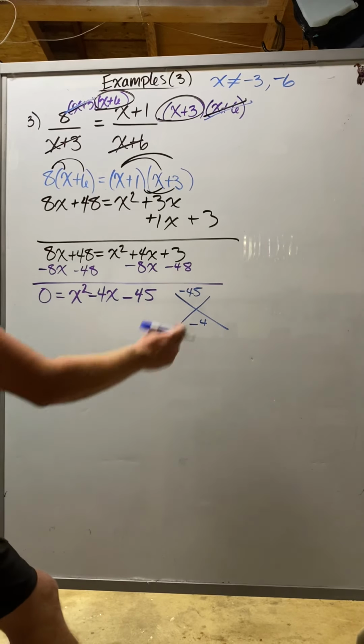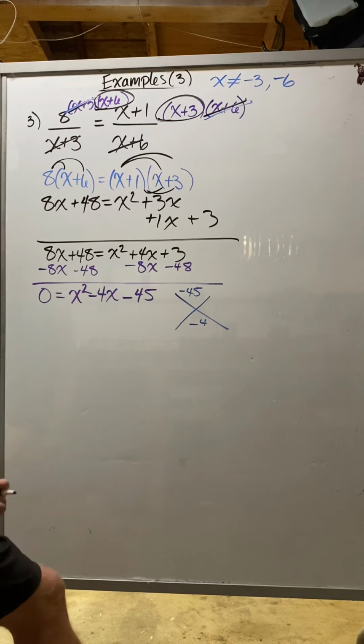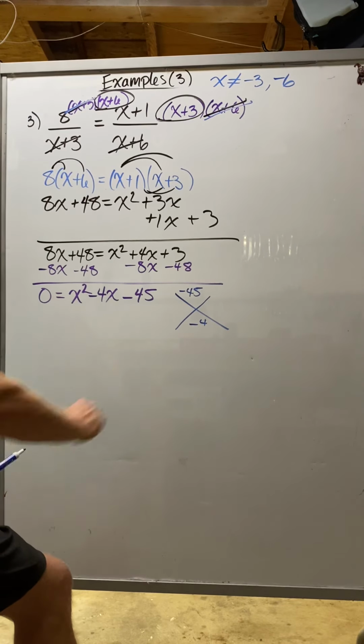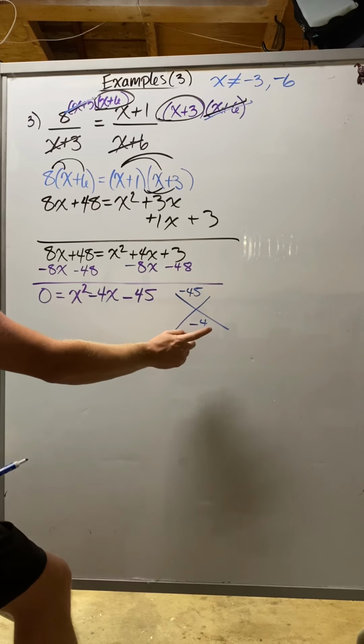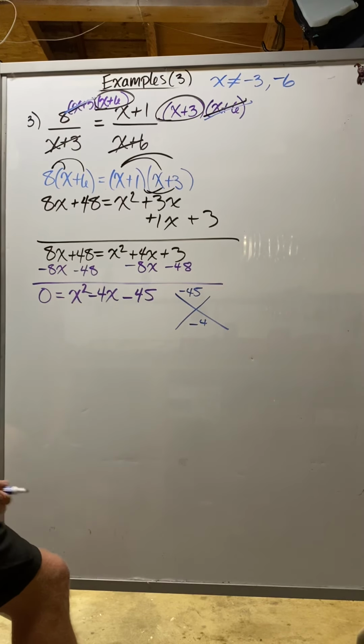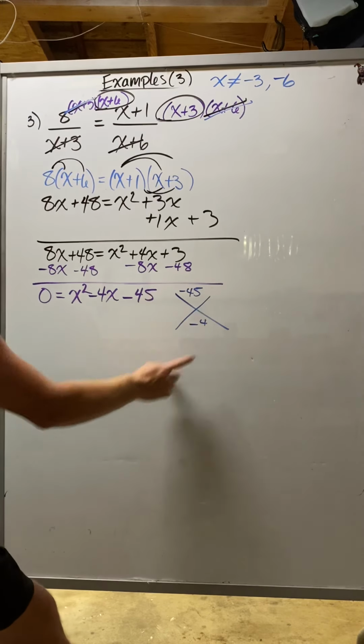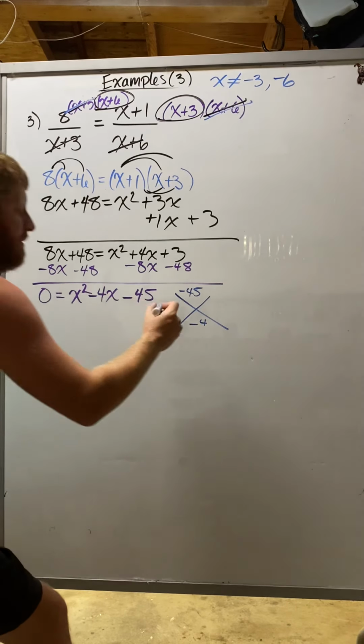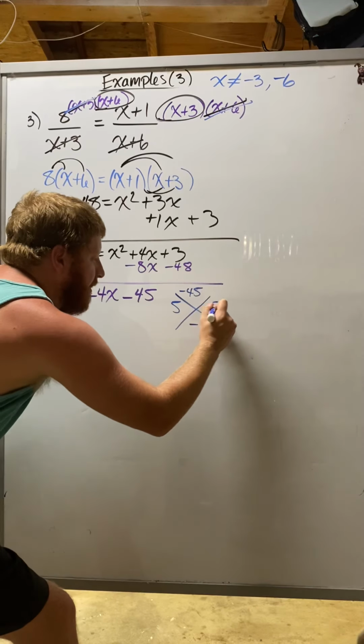A couple ways to make 45. What is that? 15 and 3. 15 and 3, if I times them together, yes, that will work, but they will never add or subtract to a 4. 5 and... 5 and 9? 5 and 9 have a difference of 4. Those are probably my numbers. Let's see if we can make these work with 5 and 9.